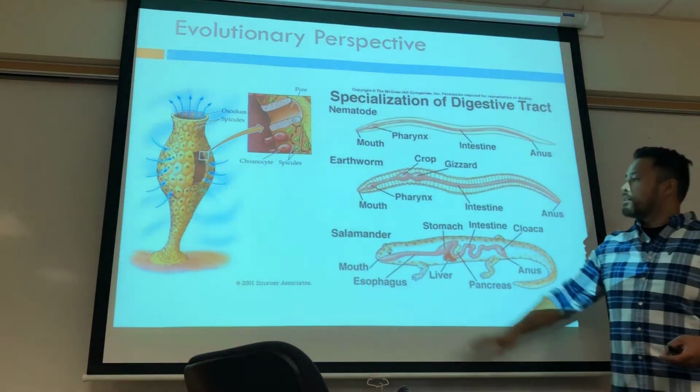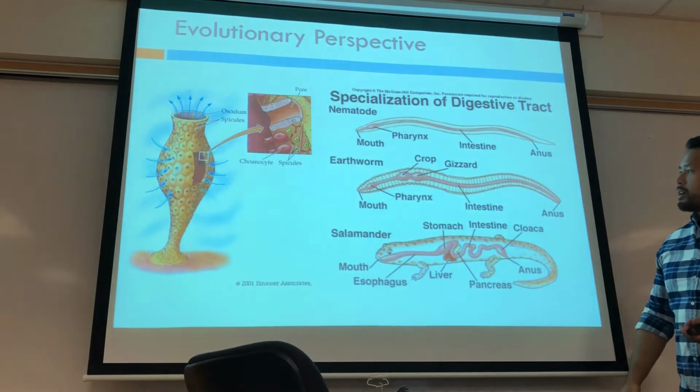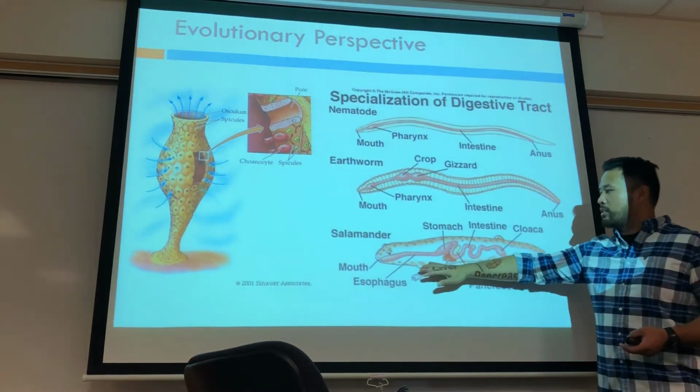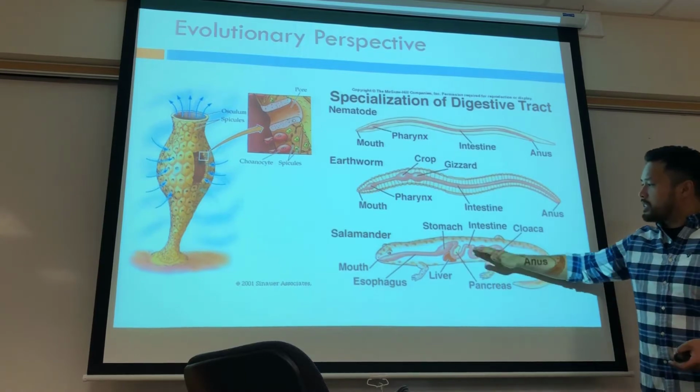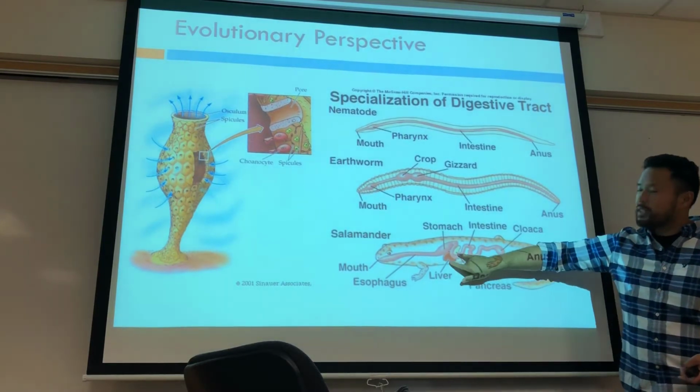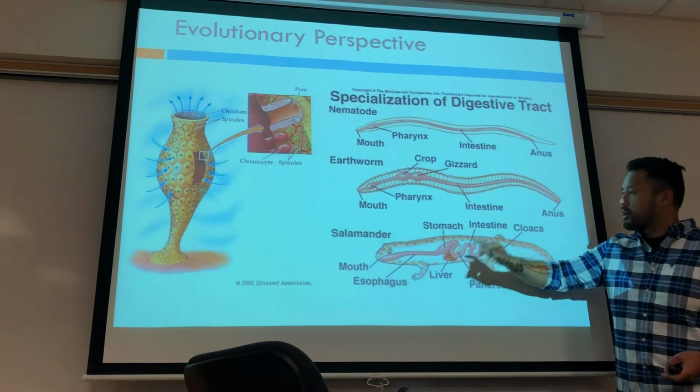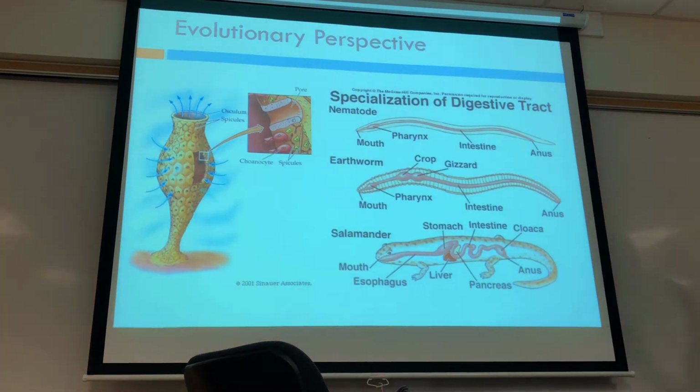And then looking at the salamander, as we again move further down the evolutionary line, you see this presence of the stomach, which allows storage of food. You see the intestine and the emergence of accessory organs, namely the liver as well as the pancreas. And I'll talk about the accessory organs and what that means.